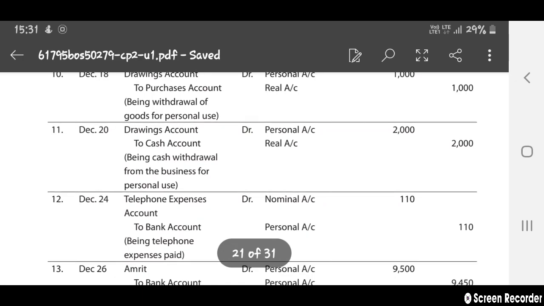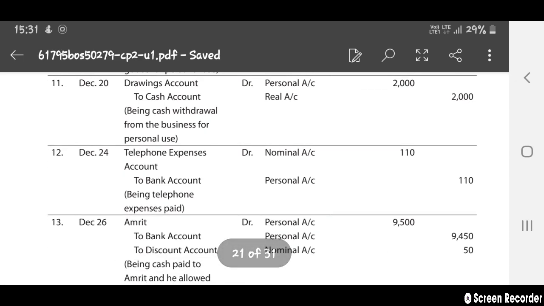Next, December 24th is telephone expenses account to bank account. So telephone expenses are being paid to Arvind to pay the telephone company. The telephone expenses account is a nominal account, the company's account, and the bank account is from his personal account. So 110 rupees has been debited from their account, and from his account the bank account is credited. Okay, 110 rupees.